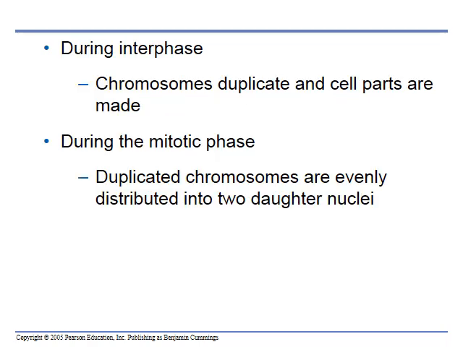All right, during interphase, chromosomes duplicate and cell parts are made. So what are the cell parts? We're talking all the organelles. The chromosomes duplicating was in that S phase. And then during the mitotic phase, the duplicated chromosomes are evenly distributed into the 2 daughter nuclei. So we're going to take our 2 chromosomes, like you saw in the picture, divide them into equal chromatids, the little X, and then pull them apart right at the centromere, making sure we get 2 equal chromosomes going into the daughter cells so that they are identical.